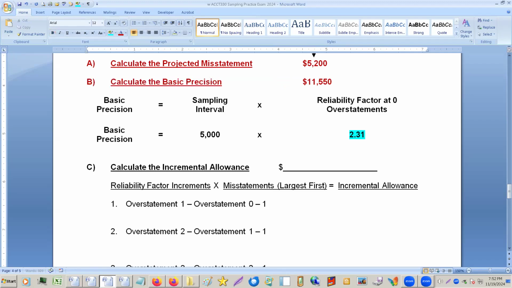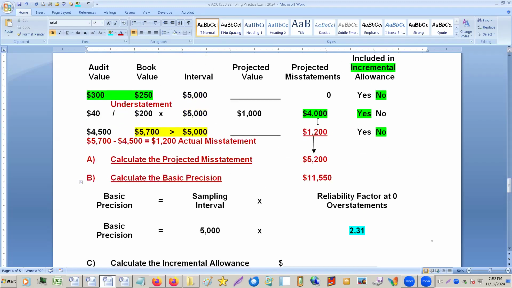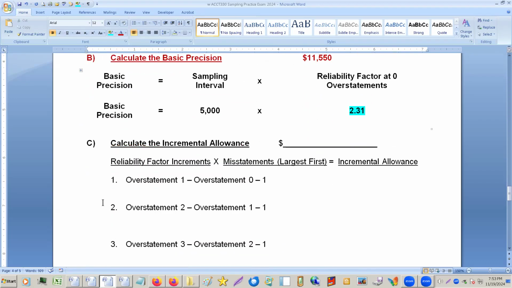And you don't need those for the test, but the basic precision is there for if there were absolutely no misstatements, you'd still have this basic precision. So if you didn't have any misstatements, it's still possible this could be off by 11,550 because it's a sample. You don't take everything. Okay, for our reliability factors, we only have one that's on the incremental allowance, so we're only going to use one.